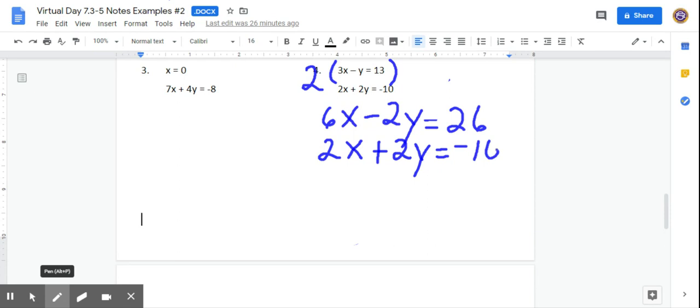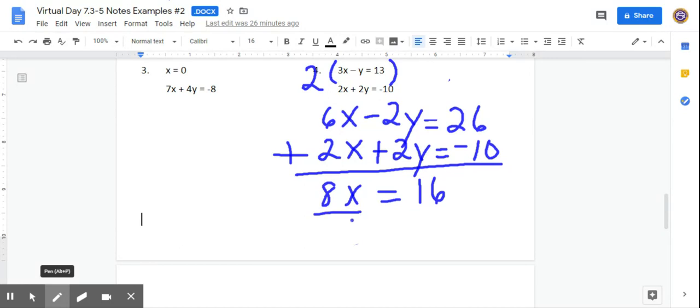And now I'm going to add. So we have 8x, y's cancel out, equals 26 minus 10 is 16. Divide both sides by 8, and x equals 2.